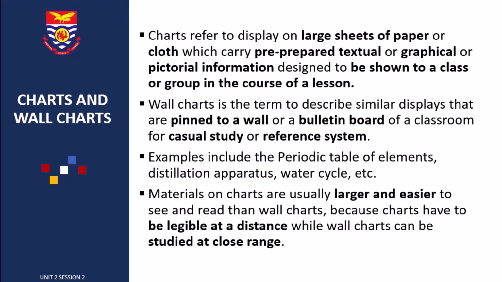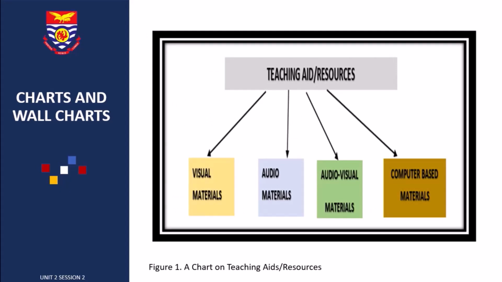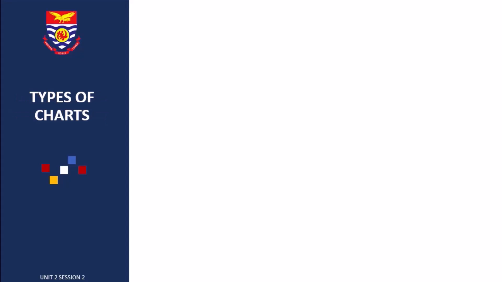But for a chart, you as a teacher will be using it in your class, and so you might be showing it in the face of your students. You might be standing in front of your students to show the chart, and so your target is to get the backbenchers and those at the corner to be able to see it, and that is why the materials on the chart should normally be larger and easier to read. This is a figure of a wall chart, a chart on teaching aids and resources. This is actually a type of chart called a flow chart, showing how the various types are connected to the main subject.